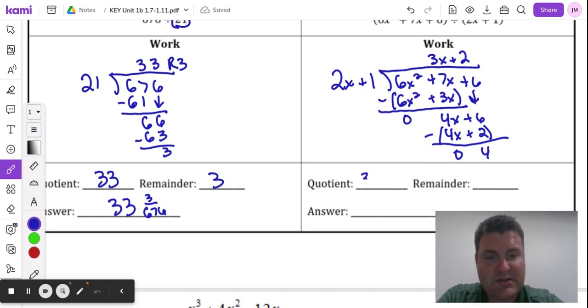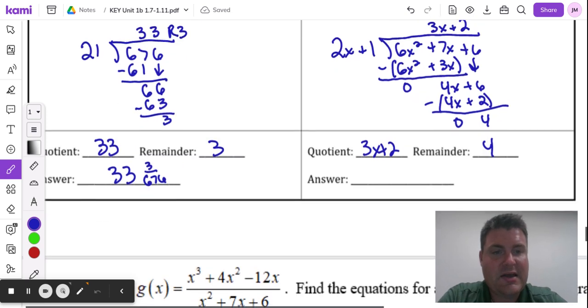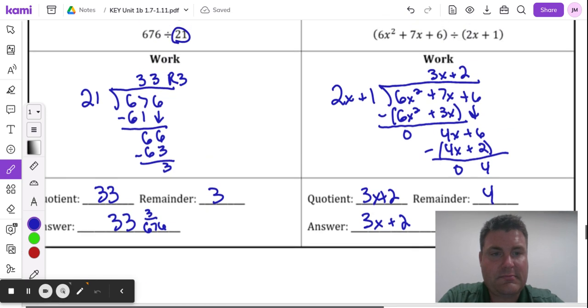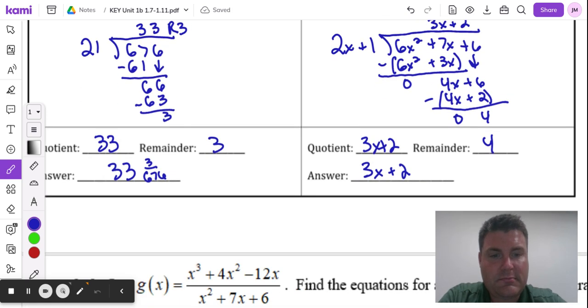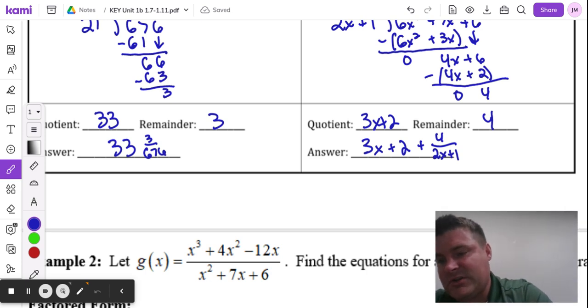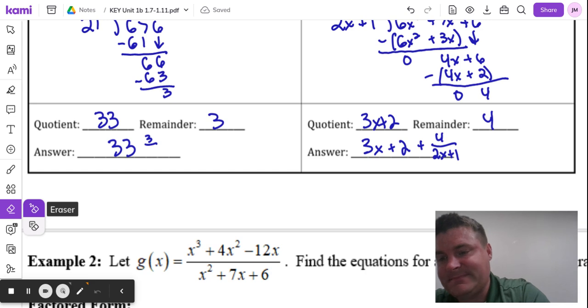So the quotient is 3x plus 2. The remainder is 4. How do you write this? Well, we have 3x plus 2 plus 4 over, I'm thinking I had a mistake on the last one too. I clearly did not prepare. It should actually be over this 2x plus 1. Which means that this one's wrong over here, which I should have known at the start.